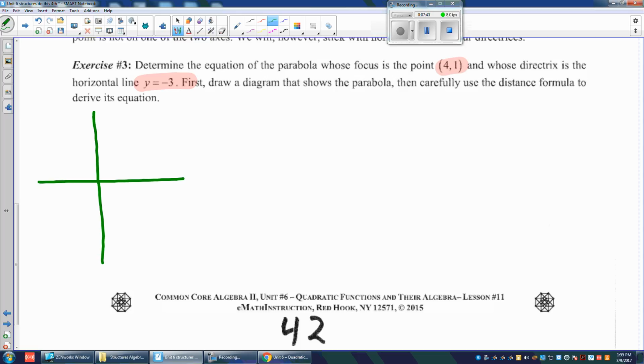What do I know here? I know that the focus point is (4, 1). 1, 2, 3, 4, up 1. There's the focus. And then the directrix is y equals -3. -1, -2, -3. Draw a horizontal line there.